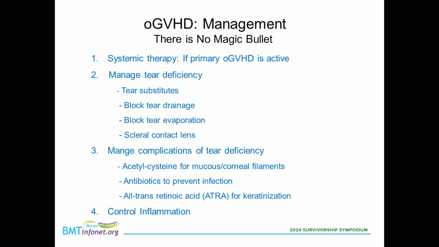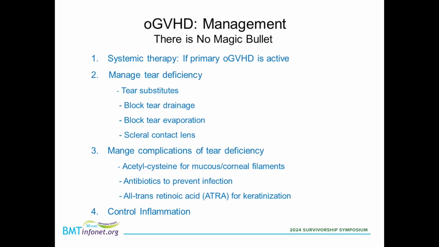And so that's why it's so important for whoever the treating physician is, who's the ophthalmologist, to understand whether or not there's active primary disease or this is all secondary. Then we can manage the secondary problems, including tear deficiency. There's a bunch of tear substitutes. We're going to talk about them in a bit, but those work temporarily. And what we really want is to be able to keep tears around even longer.